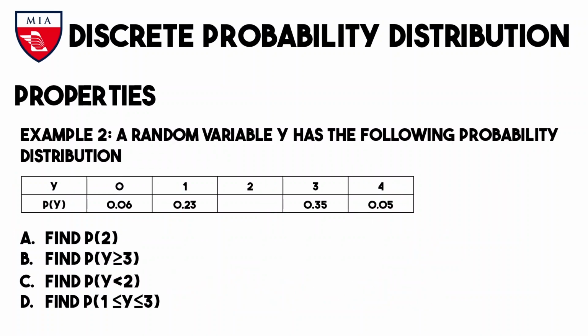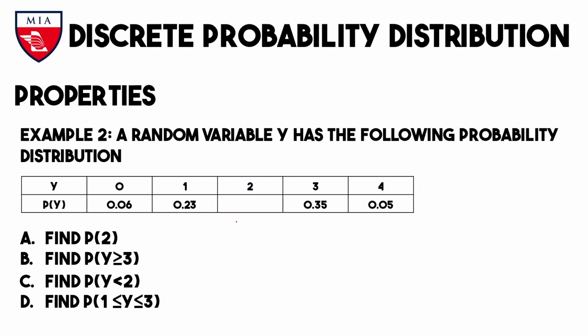Again, example number 2. If we have some unknown in our table, we can find the value. So, we have this table here with different classes and different probabilities. For the 0, we have 0.06. For the 1, we have 0.23. For the 2, we have an unknown.